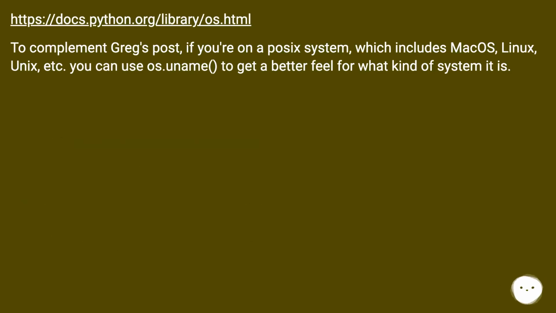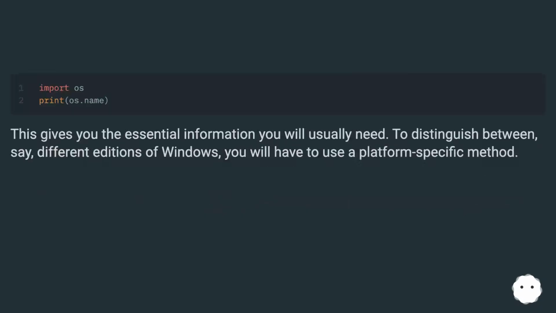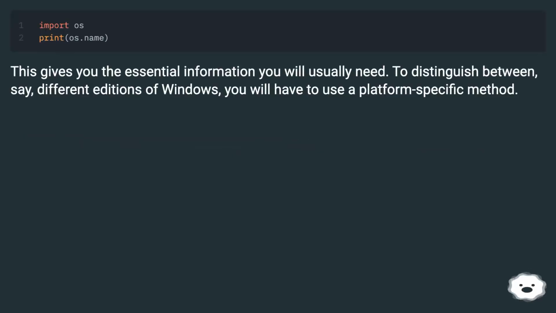To complement Greg's post, if you're on a POSIX system, which includes Mac OS, Linux, Unix, etc., you can use os.uname to get a better feel for what kind of system it is. This gives you the essential information you will usually need. To distinguish between, say, different editions of Windows, you will have to use a platform-specific method.